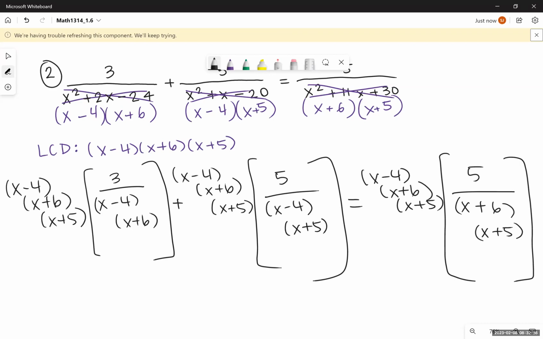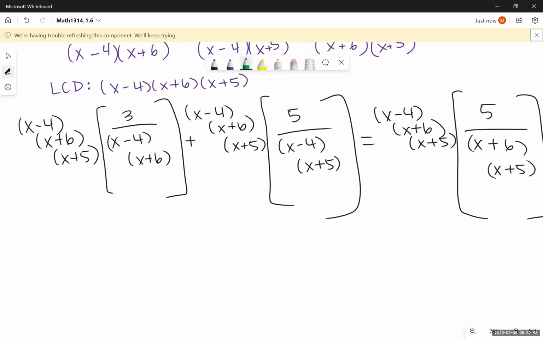Once you see that what happens is some cancel and only the one that doesn't cancel remains, you can jump straight into that linear equation. But if you do not see that, then I would write everything and then cancel it and then bring down what remains.